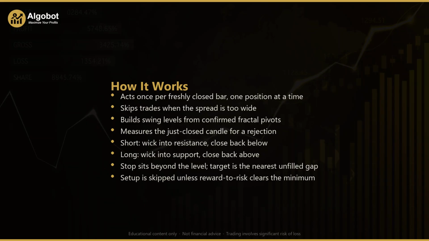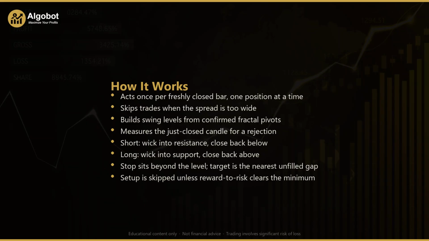Now it examines the just closed candle, the signal candle. For a short, the candle must be bearish, closing below its open. The strategy looks for the lowest resistance level that the candle's wick reached up into, yet the body closed back below. That proves the ceiling held. The entry is taken at the bid. The stop loss is placed just above the level or the candle high, whichever is higher, plus the buffer. The risk is the distance from entry to stop.